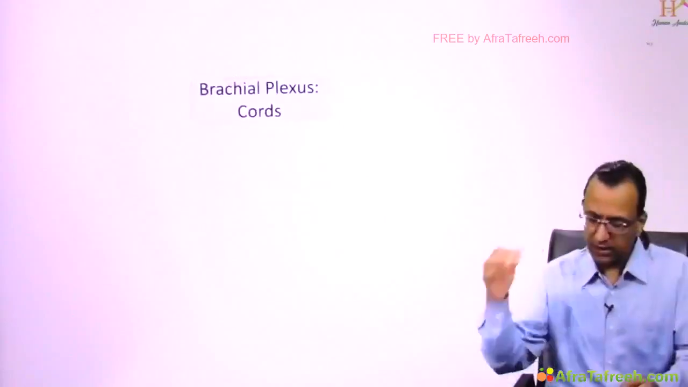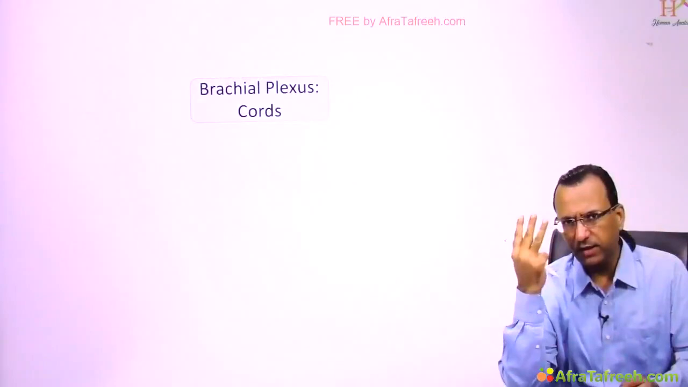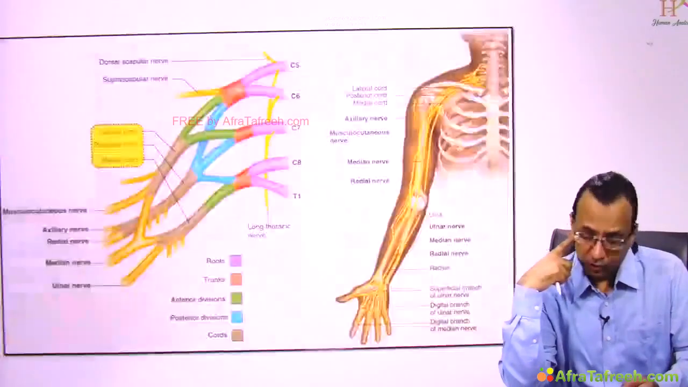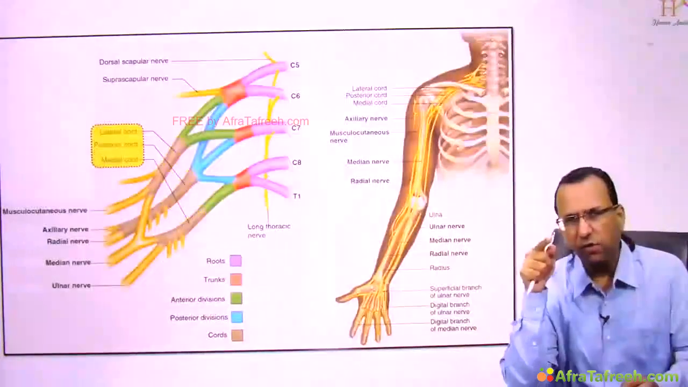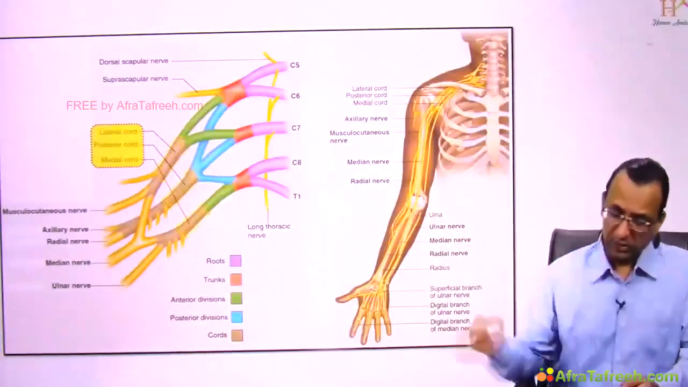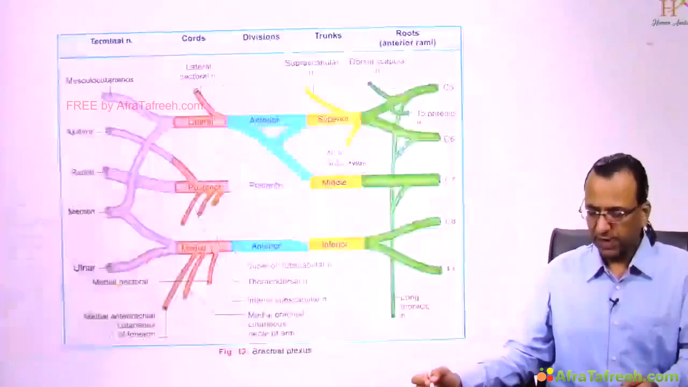Let us look at the cords of the brachial plexus, which are 3 in number and are in the axilla. As we talk about the 3 cords of the brachial plexus in the axilla, we see how they are formed and what they continue as later. So, how are they formed? Let us see a schematic diagram.